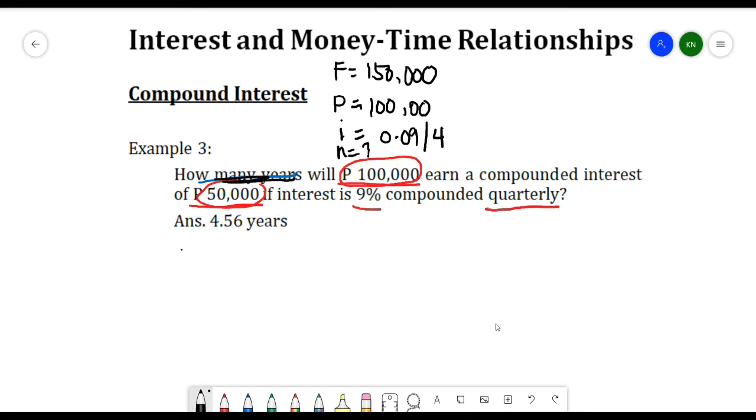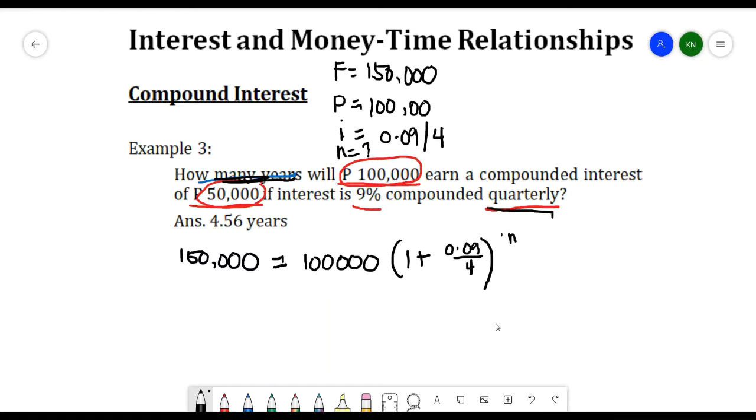So solving that, we have 150,000. Plugging that into our equation, we have 100,000 multiplied by 1 plus our I, which is 0.09 over 4, and our n, which is unknown. And since that is quarterly, we need to multiply that by 4. So I know you can already solve this one through shift solve. If you try to calculate that, you'll get the value of n as 4.56 years. So that is how we solve for the number of years.